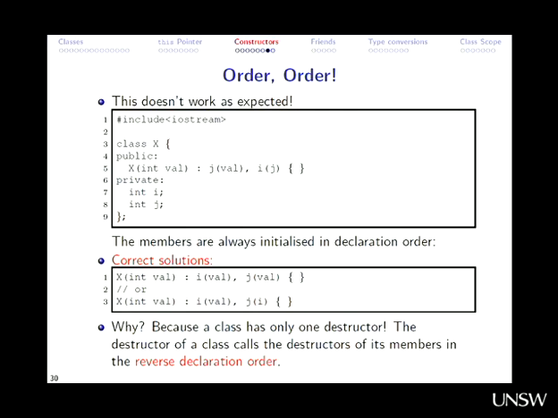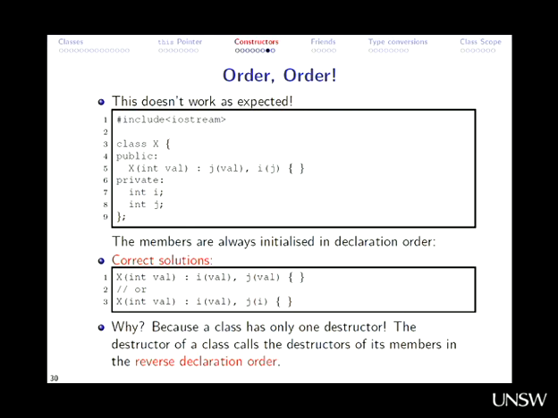Okay? So in this case, if you wanted I and J to be the same value, you can either say I is val being passed in, J is val being passed in, or I is equal to val, J is equal to I. You can do that. This top one does not work.